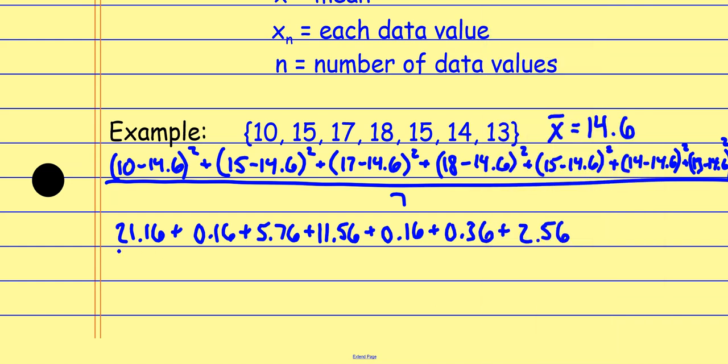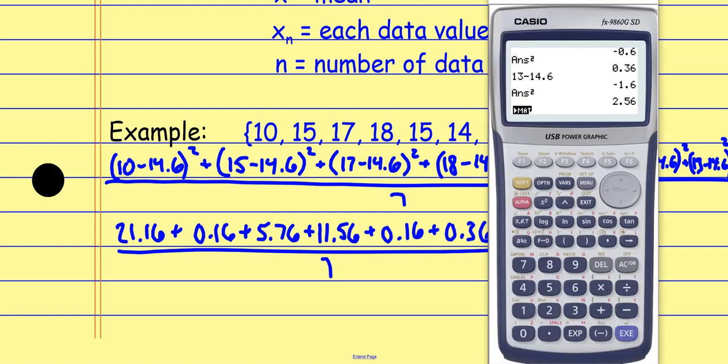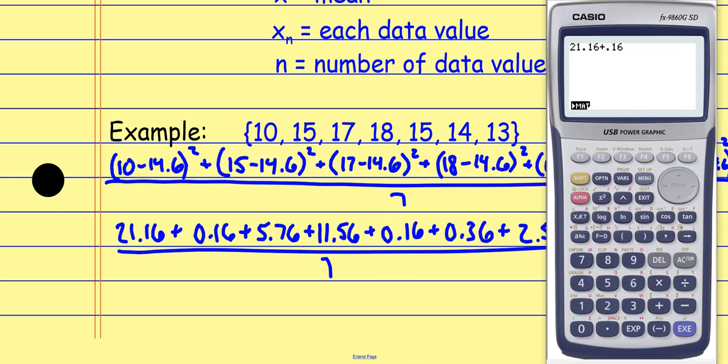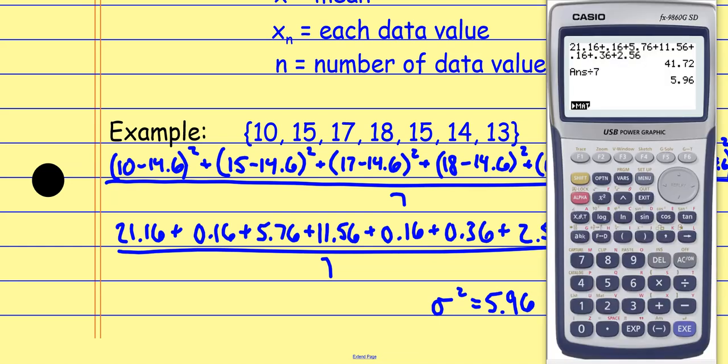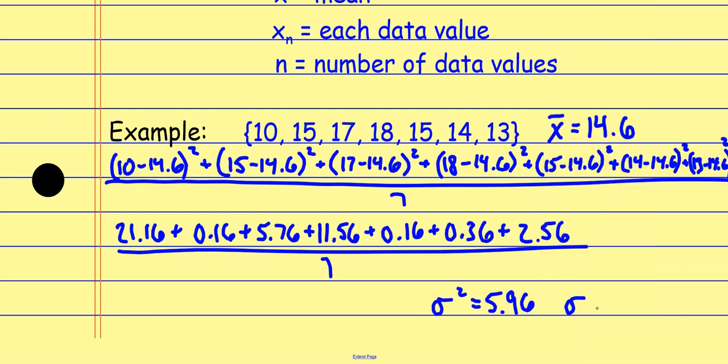And then again, it's divided by 7. And so now, again, it's a job for my calculator. So I get a 5.96, it looks like. And that's my variance. The standard deviation then is all that same stuff, except I take the square root. So really all I have to do is take the square root of this last answer. So the square root of the 5.96 gives me 2.44.